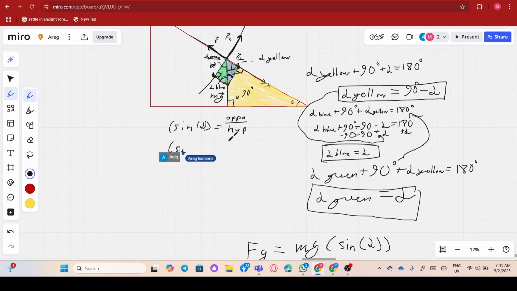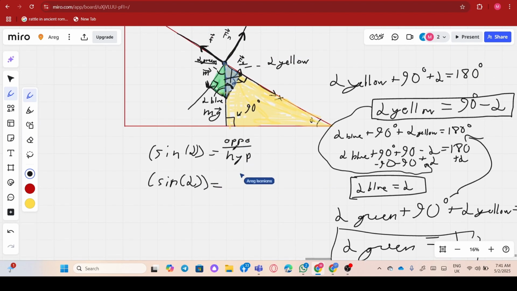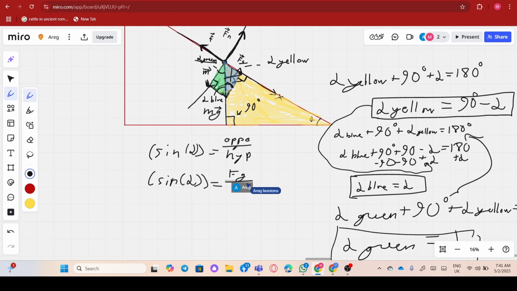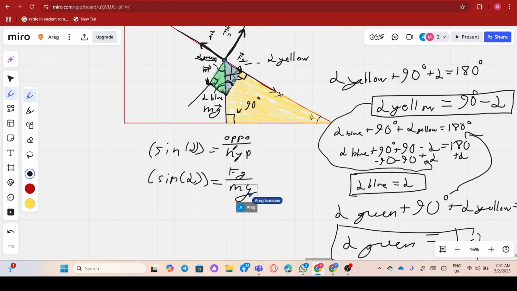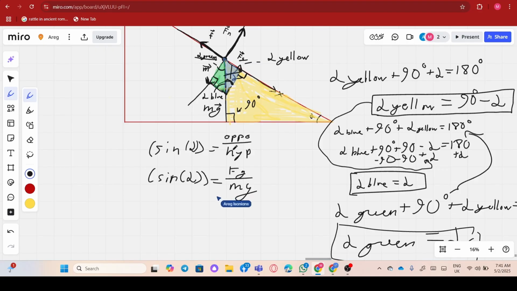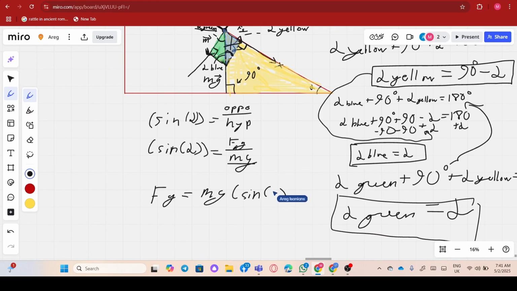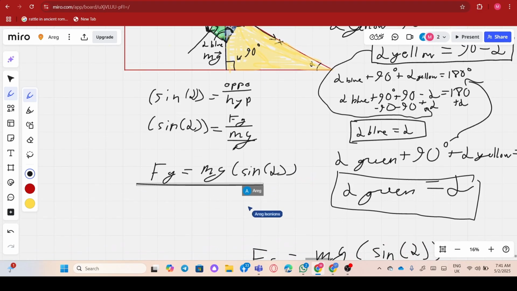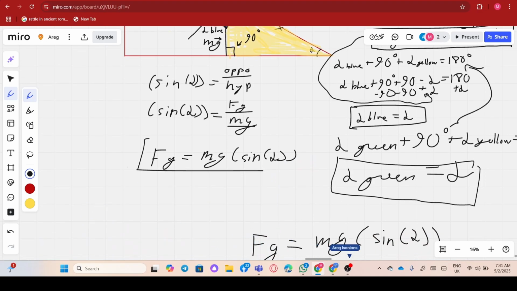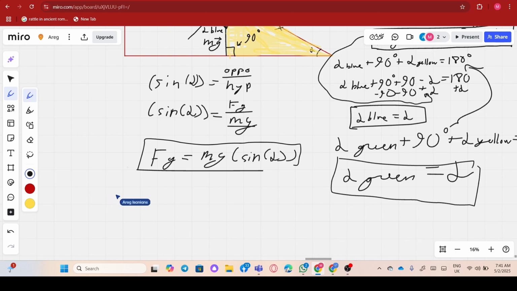So sine alpha is equal to our opposite, which is FG, over our hypotenuse, which is MG. And if you want to take FG by itself, FG is equal to MG times sine alpha. Okay, good. So we found FG, the force acting on the object along the x-axis.